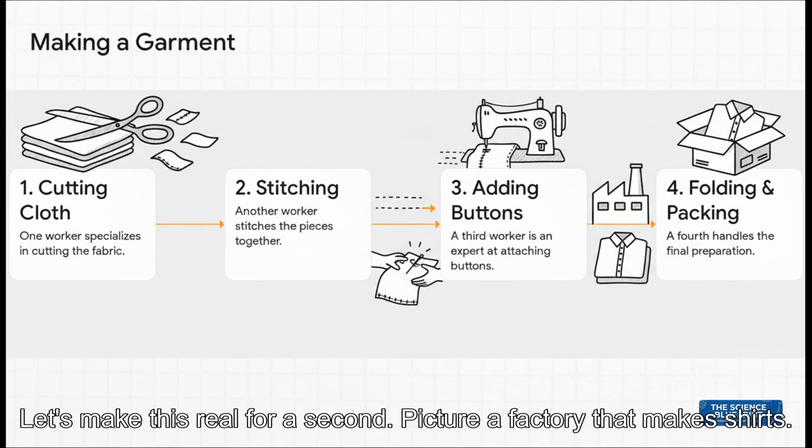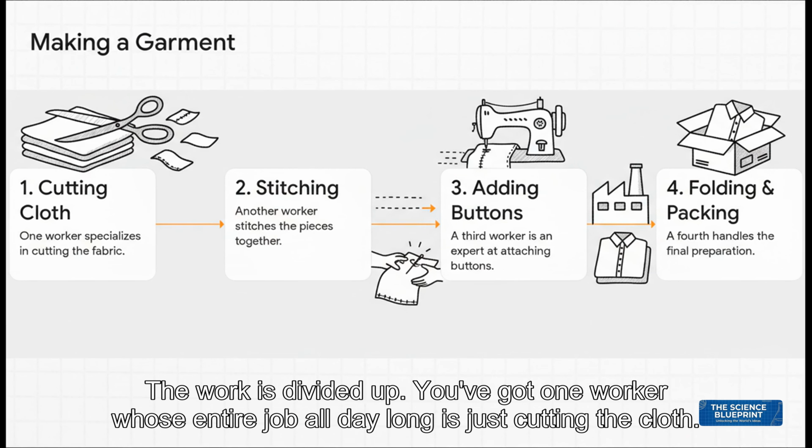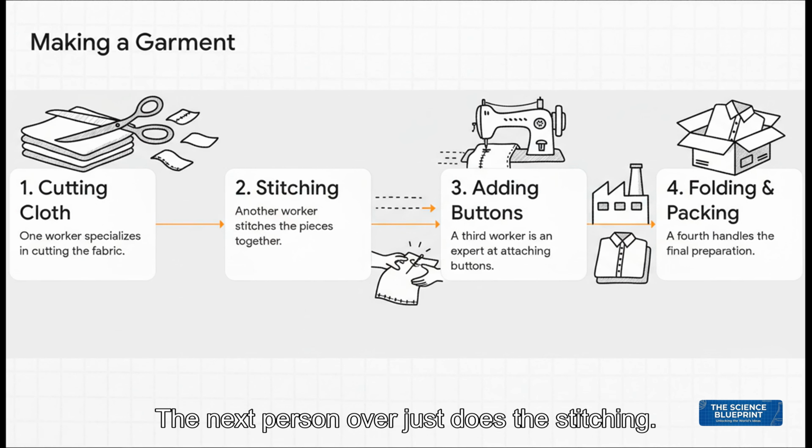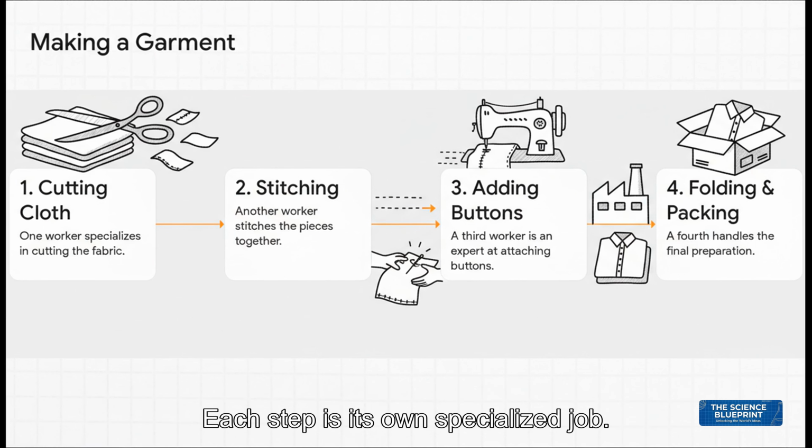Let's make this real for a second. Picture a factory that makes shirts. You don't have one person making a whole shirt, right? No way. The work is divided up. You've got one worker whose entire job, all day long, is just cutting the cloth. The next person over just does the stitching. Then you have an expert whose only job is adding the buttons, and a final person who just handles folding and packing. Each step is its own specialized job.